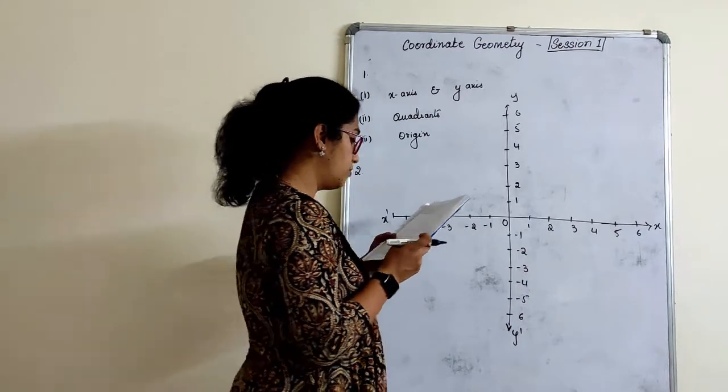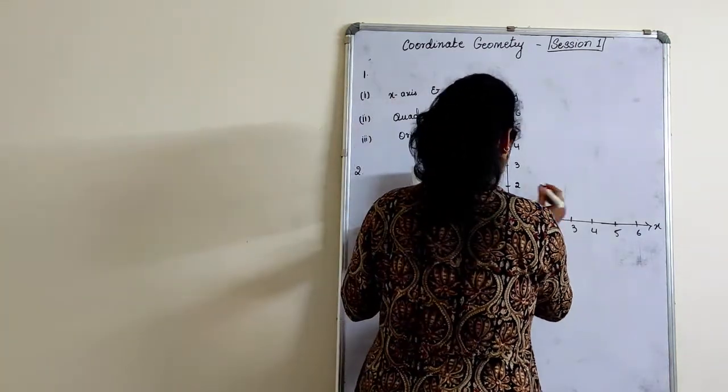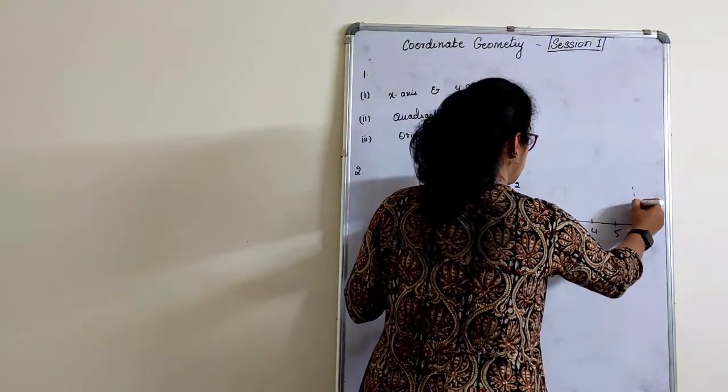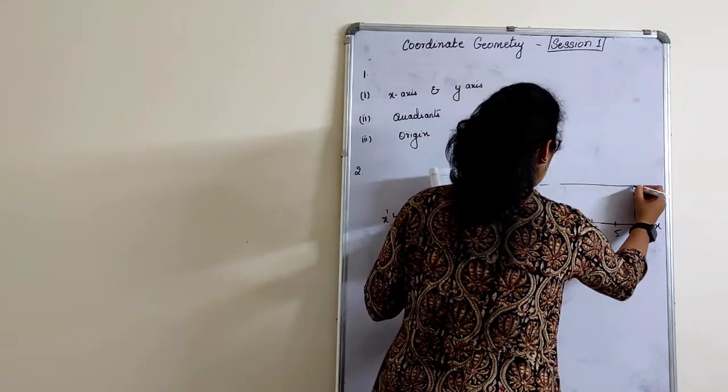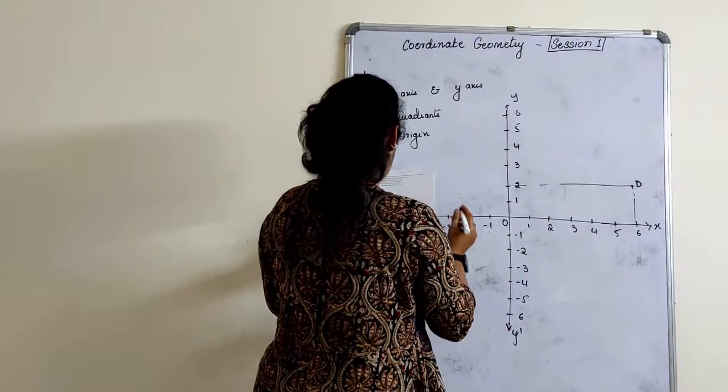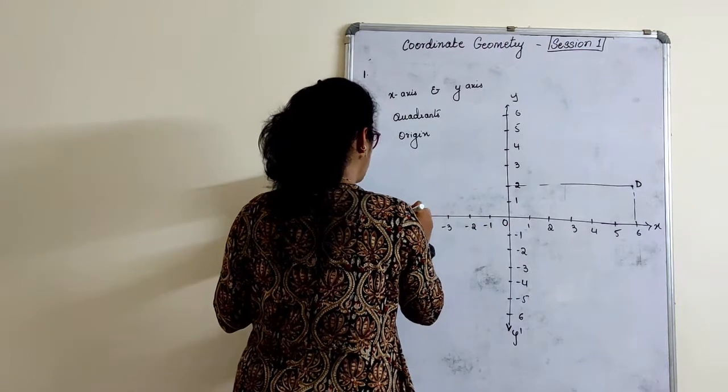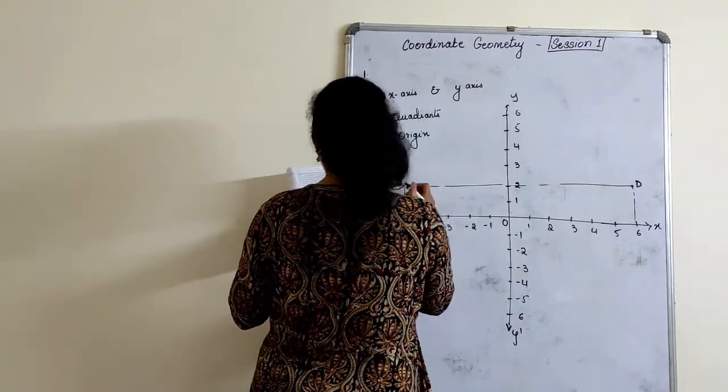Okay. So what are the points that they have marked here? Let us mark. So this is point D with respect to 2. And here at minus 5 and 2 we have a point B.